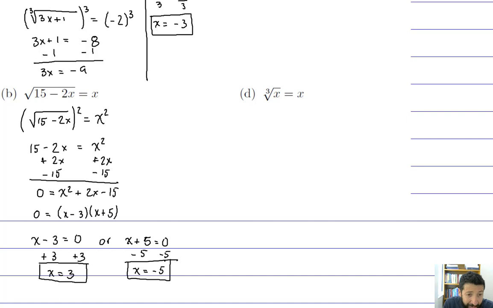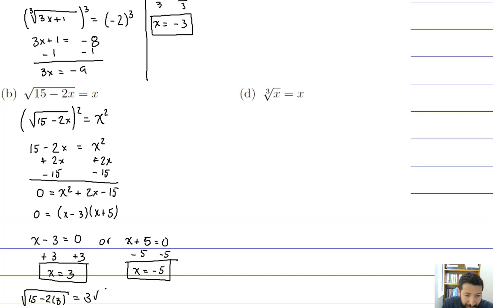And so what I said is I need to check that things are working out. How do I do that? I plug them back in. So for example, with x equals 3, I would get 15 minus 2 times 3, so minus 6, is the square root of 9. The square root of 9 is equal to 3, which is the value of x on the right, so it works out. So that one is good.